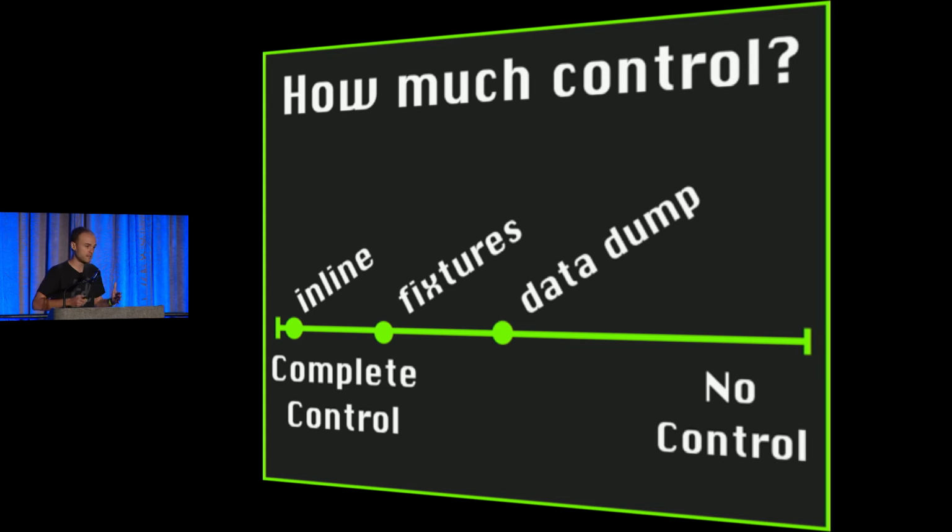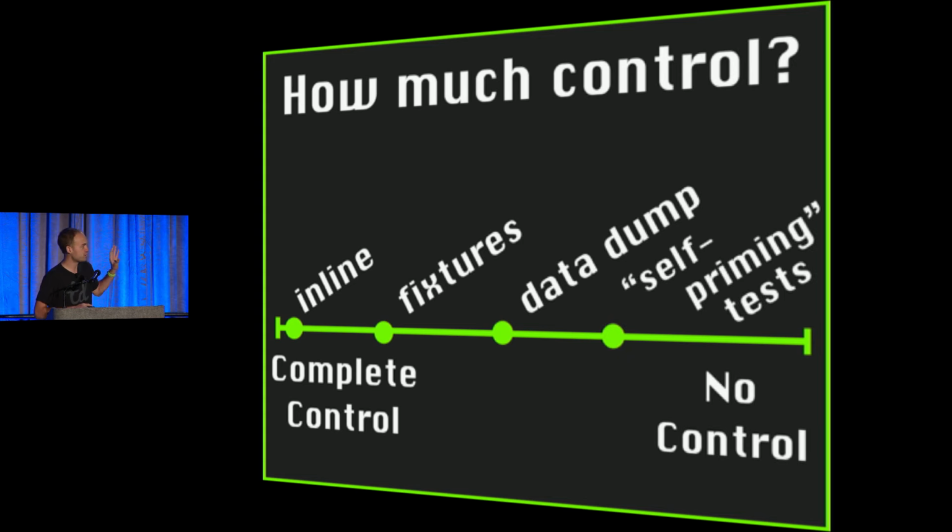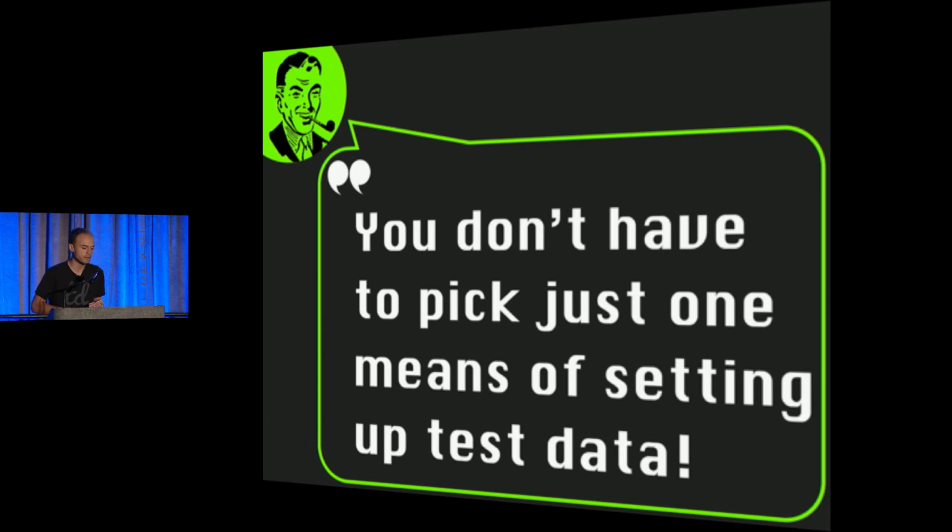You can maintain a data dump, like a SQL data dump that you prime everything with before you start each test suite. And there's also these things called self-priming tests, so you euphemistically have no control over your test data at all. Rather, if you want to test an account, your test has to first create an account, go do all the stuff that you want to do, and then, if possible, deactivate or delete that account at the end.